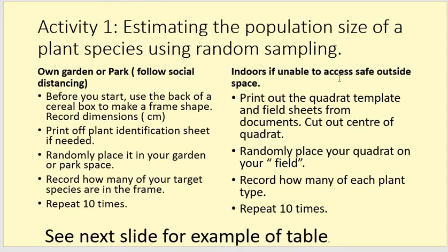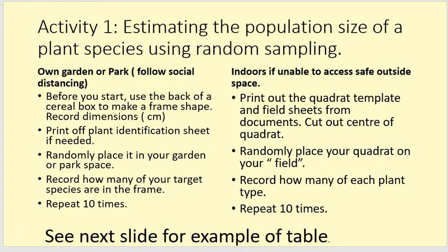If you are not able to access a safe outside space, either because you haven't got a garden or because you're social isolating for yourself or somebody else in your house, I'm also going to provide a quadrat template and some pictures that count as mini fields. You're going to cut out the centre of the quadrat, so you've got a mini quadrat. Place your quadrat on your field, record how many of each plant type, repeat it 10 times.